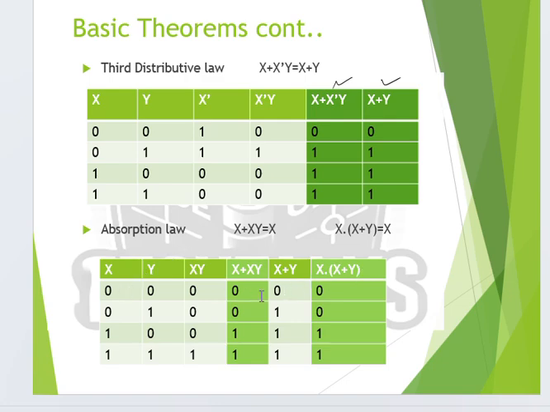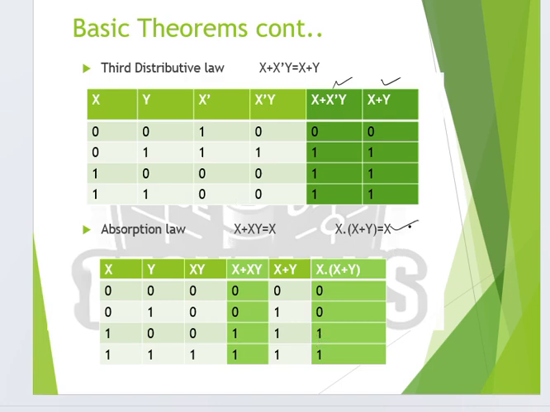In the first case, x is 0, so 0. Second case, x plus y is 1. As we have an AND gate here, it will be true only when both are true. For this one we check that x is 0, so again 0. In the last two cases both are 1, so we have 1. So if you see this column and this column, all the outputs are the same, so even this law is proved. So we accept this law also.